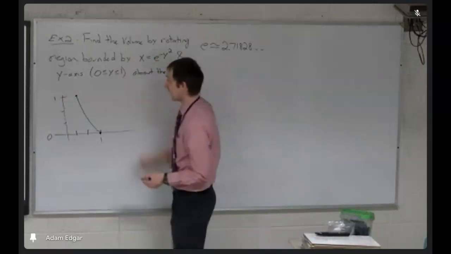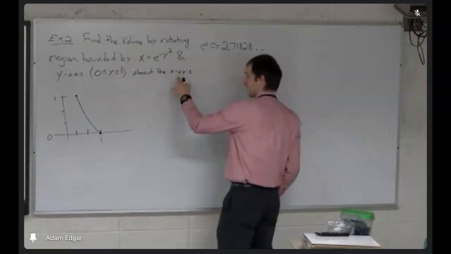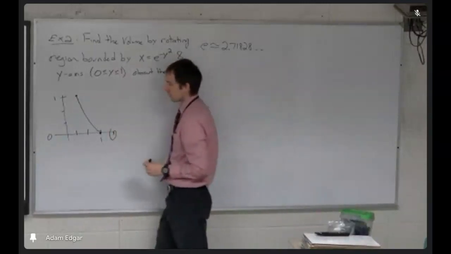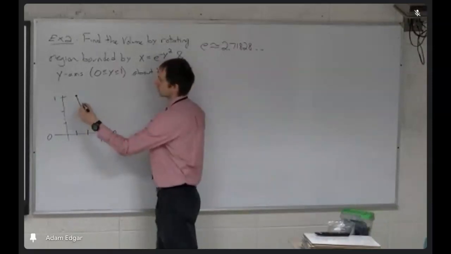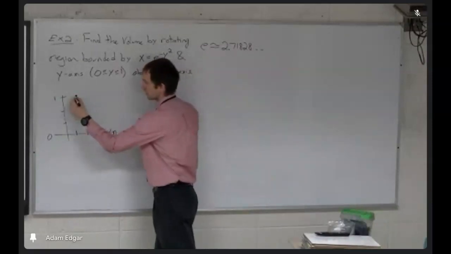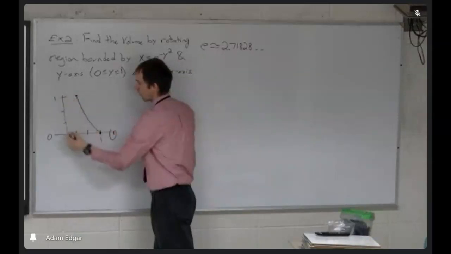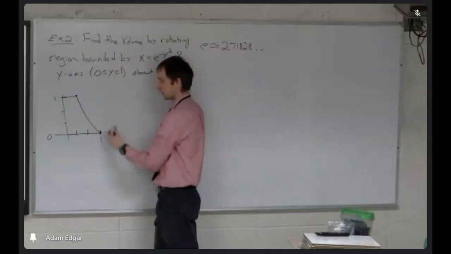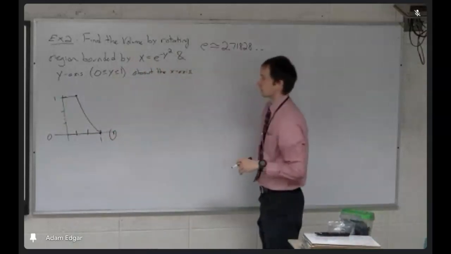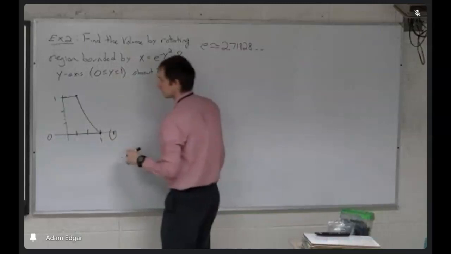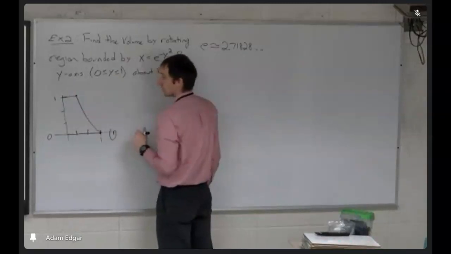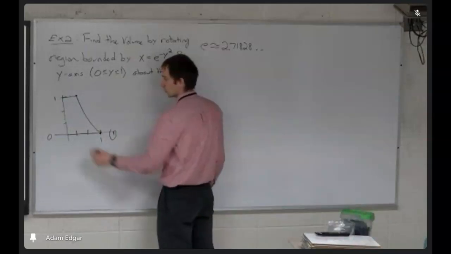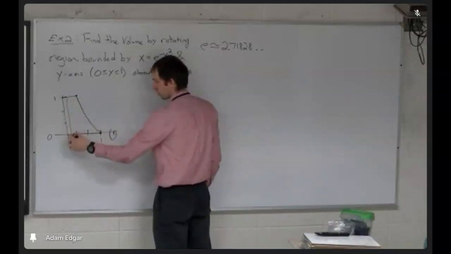And then we're rotating this about the x-axis. And here's our region. So we want to take this thing from y equals 0 to y equals 1 and rotate it about the x-axis. And if we were going to do this with disks, we would draw our things perpendicular to the axis of rotation.